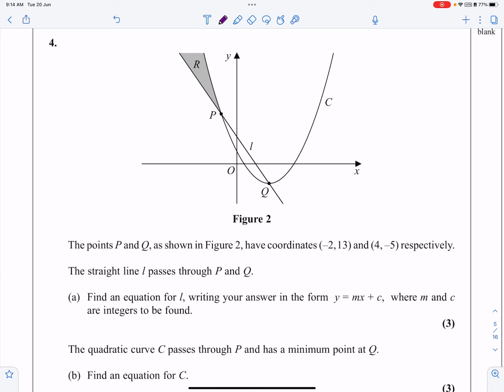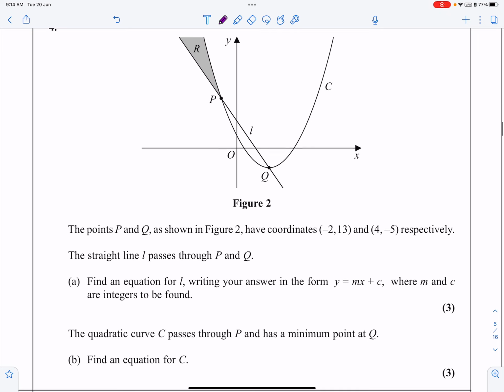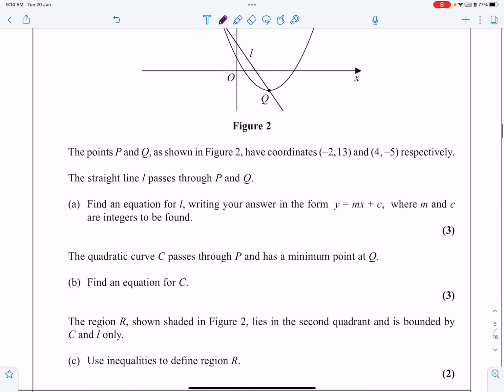Okay, this is the P1 paper from January 2021. Question number 4. It's a quadratics question. It's a straight line graphs. There's a little bit of inequalities on it, a little bit of completing the square. Just have a look at what we've got for the whole of the question here.